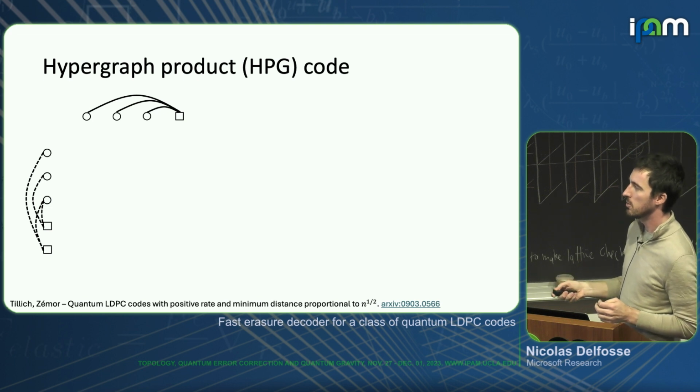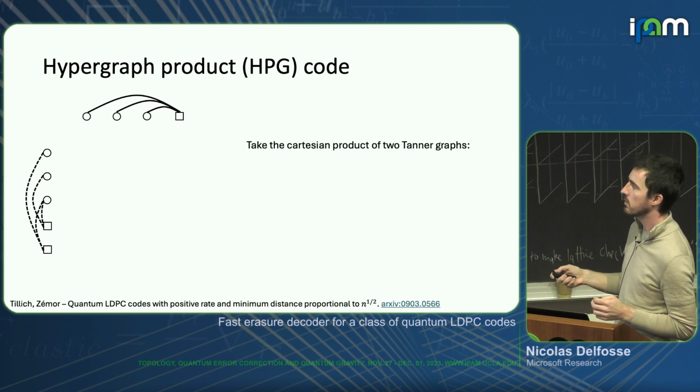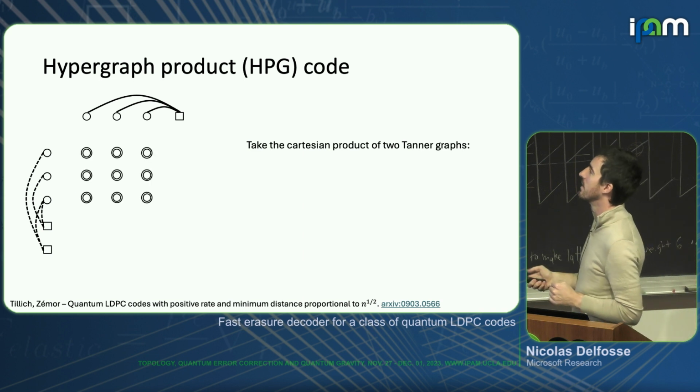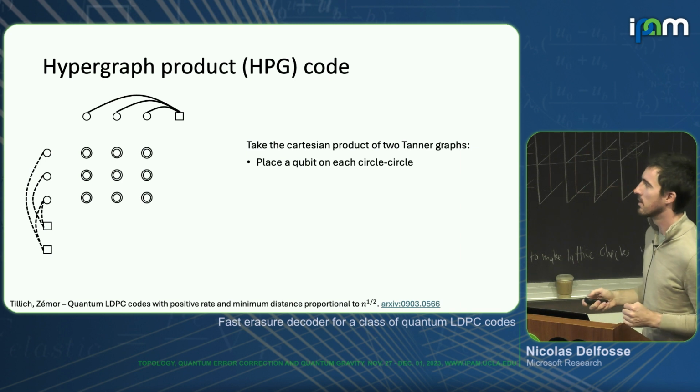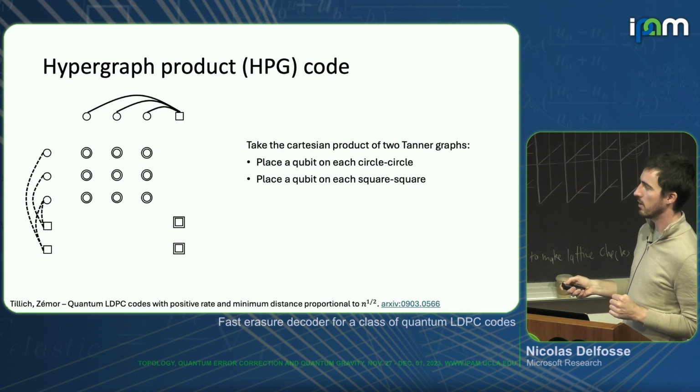They are built by taking two classical Tanner graphs, so two classical codes, one horizontal and one vertical. And what you do is that you take the Cartesian product of those graphs. When you take their Cartesian product, you have 4 types of nodes: circle times circle, circle times square, square times circle, square times square. Okay. So the first type is circle, circle. And for those, you place a qubit on them. So there are 9 qubits here. For the second type of qubits, it's square, square. Here you have 2 qubits added. So you have a total of 11 qubits.